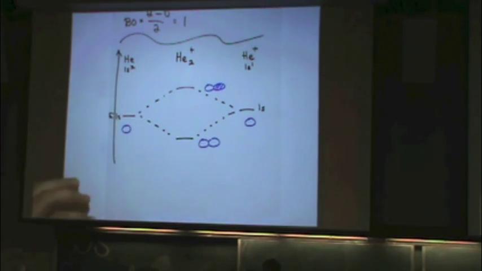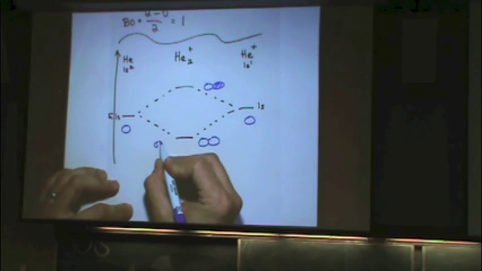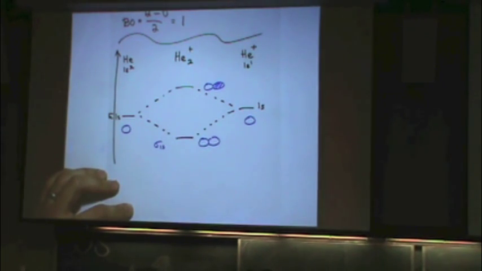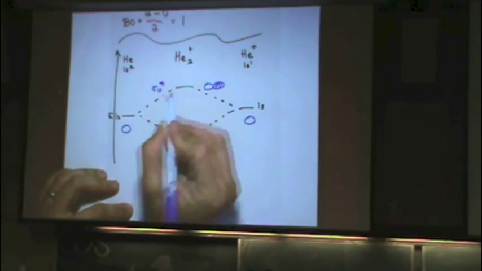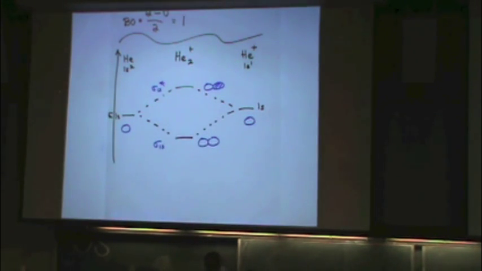The template looks identical. The bottom one is a sigma 1s bonding, and the top one is a sigma 1s star. Sigma again because the bond happens between the center points. The 1s because they come from 1s orbitals. And the star on the top because they're opposite shades of destructive interference.